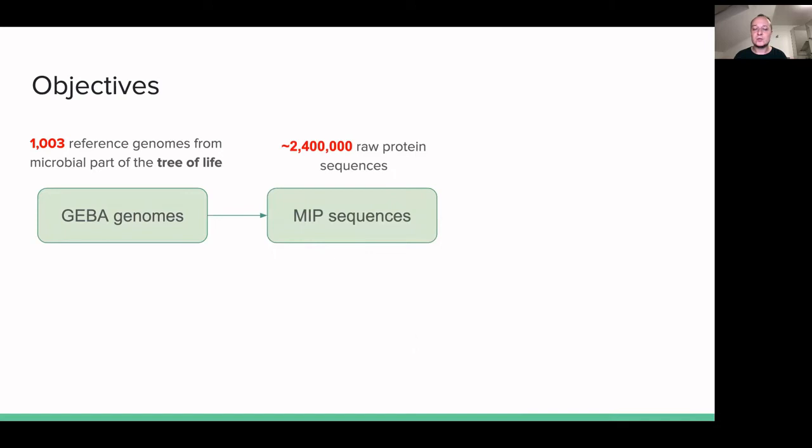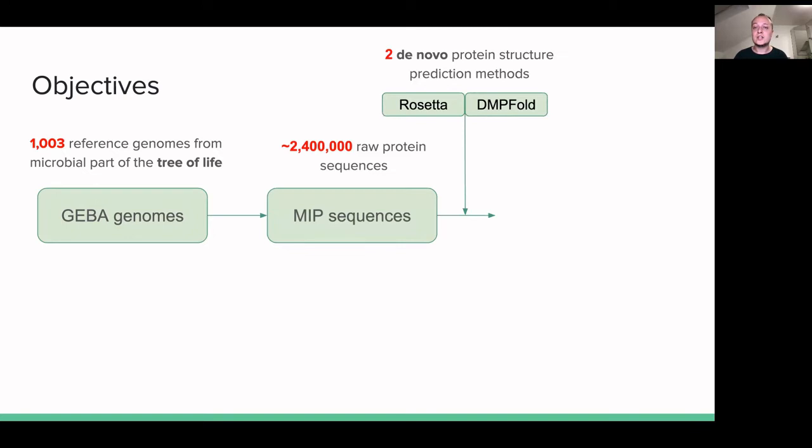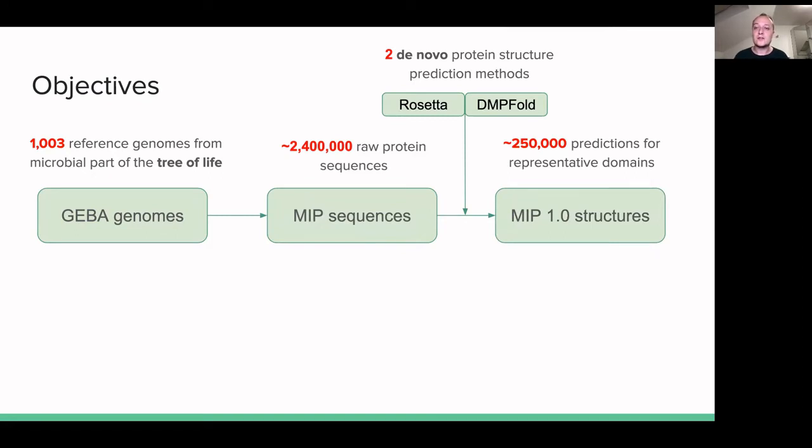From this starting set of genomes, we generated over 2 million raw protein sequences, which we then processed to obtain multiple sequence alignments for putative domains of unknown structure. And using Rosetta and DMPfold as two complementary structure prediction approaches, we generated de novo models for 250,000 representative domains, which constitute our Microbiome Immunity Project, or MIP for short, structures. Those domains were selected by us to be within the reach of those methods, and that contained enough information for us to build reliable models for them.